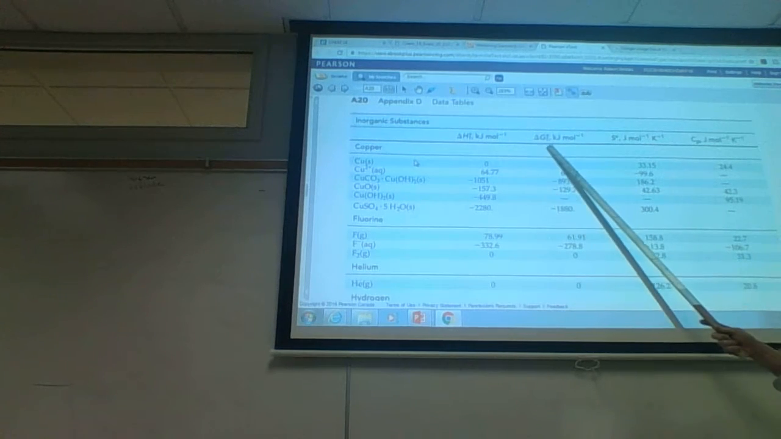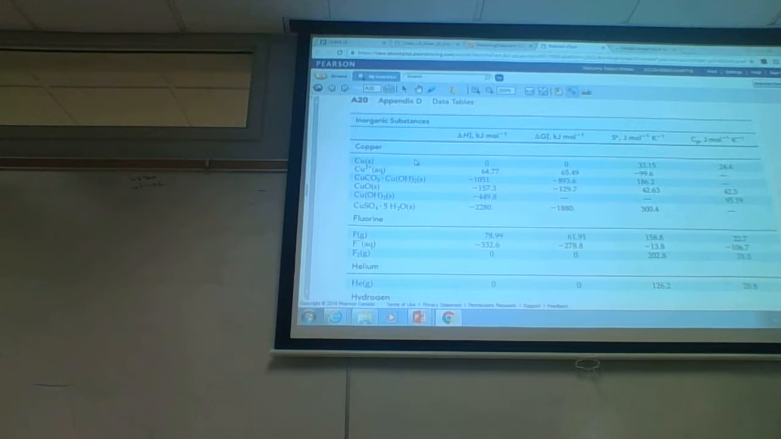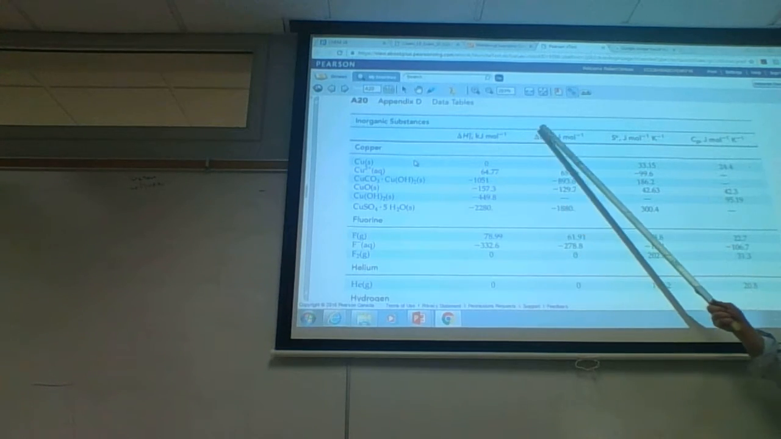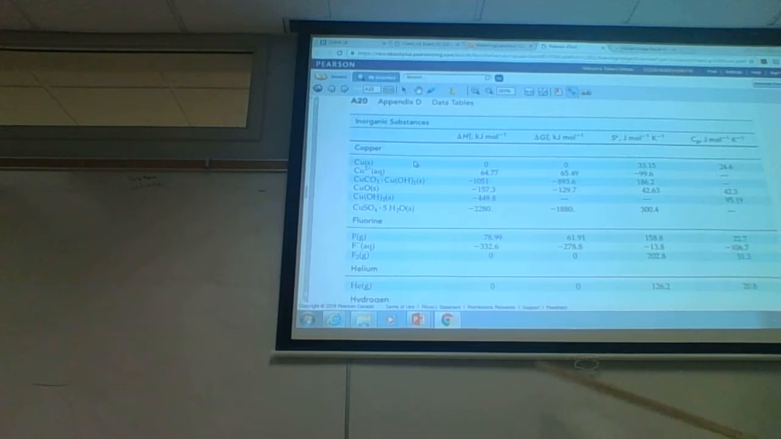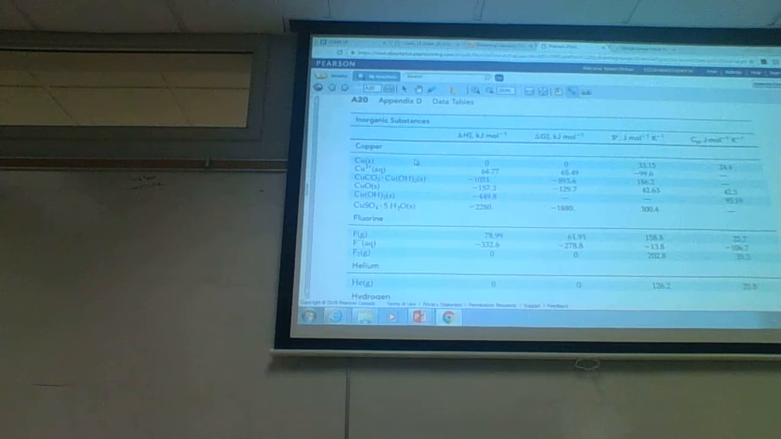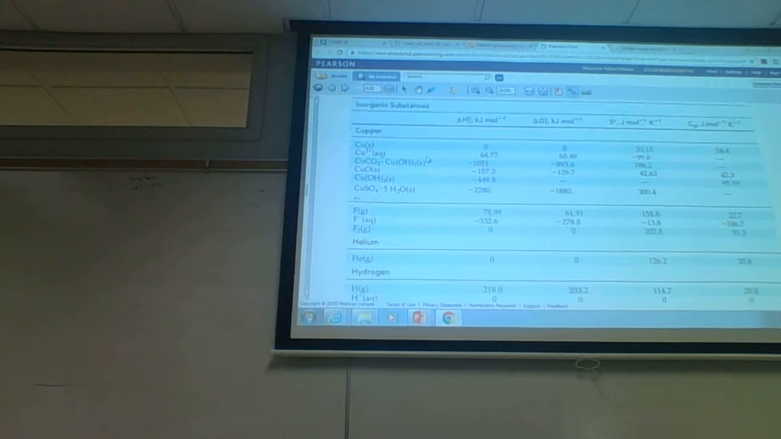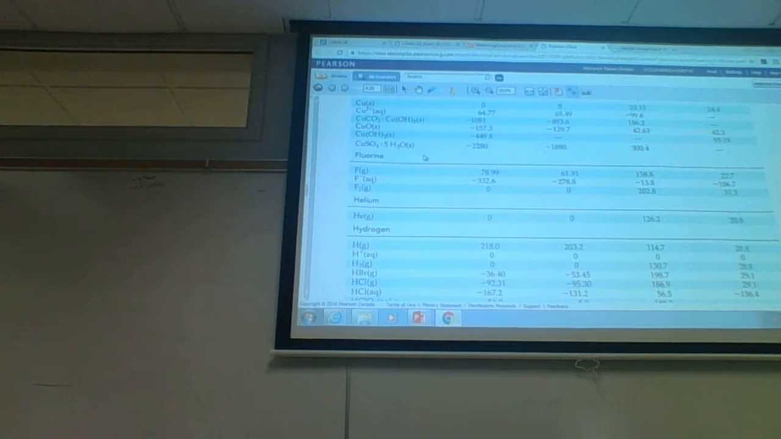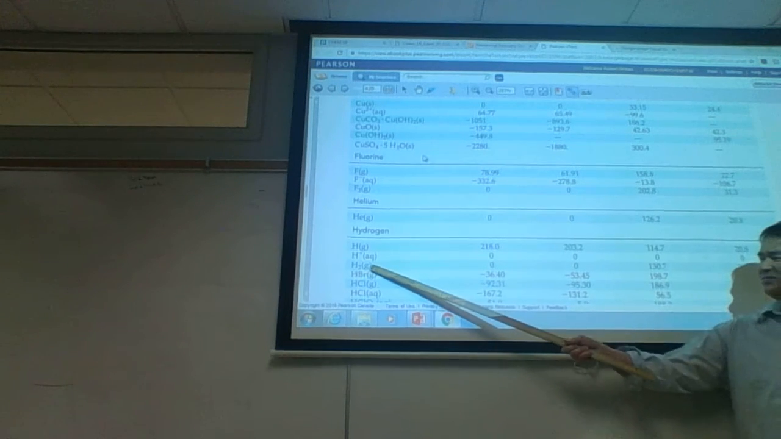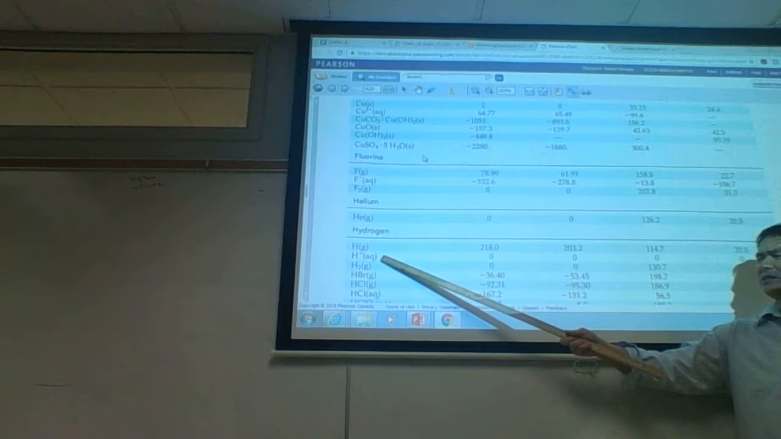Delta H of formation, delta G of formation, S not, CP we'll ignore. Well, delta H of formation and delta G of formation of the elements in their standard elemental form is 0, always 0. But this is weird. H2 makes sense. It should be 0 and 0. But H plus doesn't make sense.